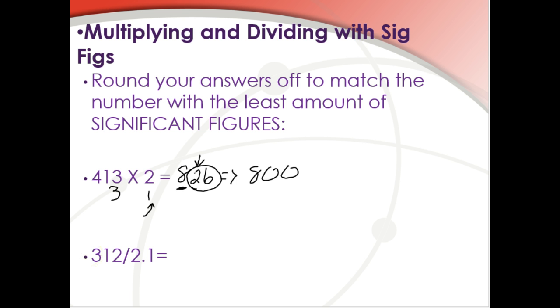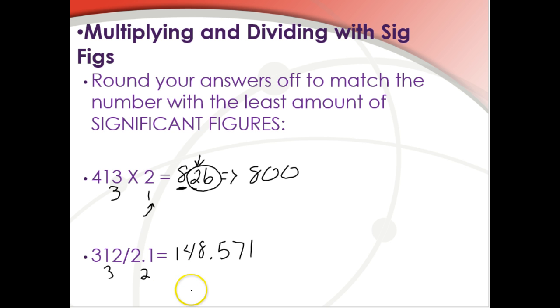The next problem I have here is 312 divided by 2.1. Again, we follow the same procedure. Okay, if we look at 312, it's got 3 significant figures. 2.1 has 2 significant figures. When I put this in the calculator, I get 148.571. That's my calculator answer.